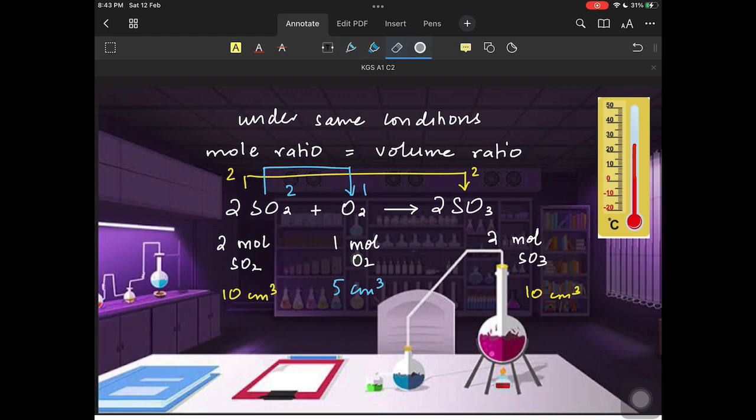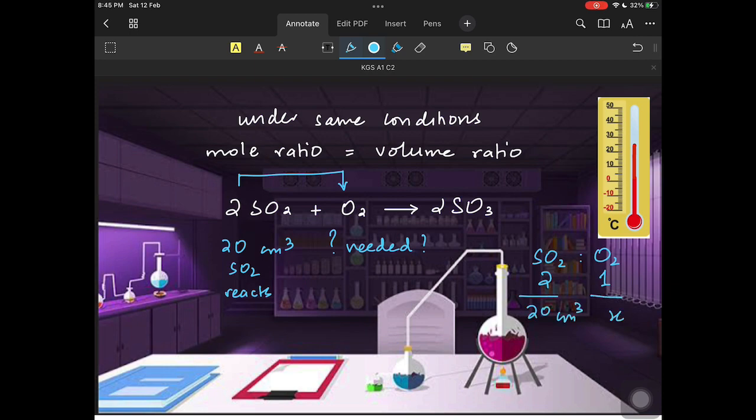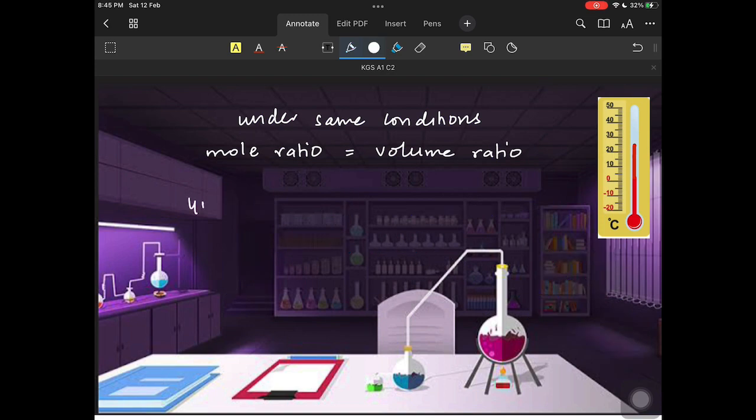Now for example, we want to apply different values. 20 cm³ of SO2 is reacting in a certain scenario. We want to see how much oxygen is needed in this exact condition. So we know the ratio between SO2 and O2 is 2:1. We get to know that if 20 cm³ of SO2 is reacting, how much O2 would be needed? And it's simply exactly 10 cm³, because these things work in ratio. We don't have to calculate the entire moles over here.